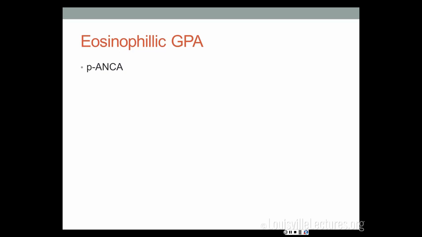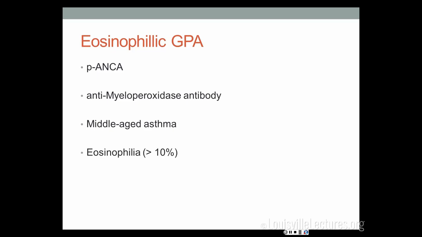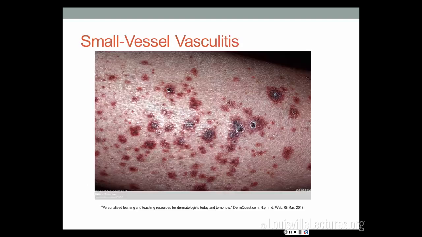If you're going to have an ANCA, it's less likely you're going to have a positive ANCA. If you are, it's more likely to be a P-ANCA and to be the anti-MPO antibody. The classic patient with this is a middle-aged person with asthma, either stable asthma that's suddenly gotten worse or a middle-aged person who suddenly gets asthma. They should have peripheral eosinophilia, but not always. You may not catch it, and this disease can affect anything. Essentially, it's kind of like PAN in its distribution. Any questions there? Okay, flying right along.